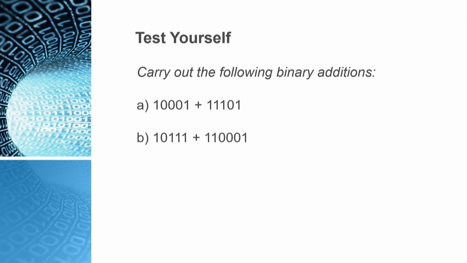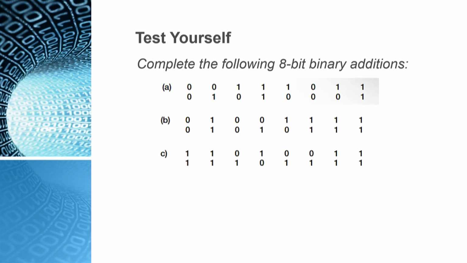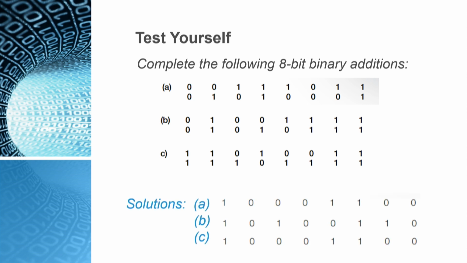Let's see if you have understood. Work out the given binary additions. These are the expected solutions. Go ahead and check if you can work out the addition of 8-bit binary numbers. Verify your solutions.